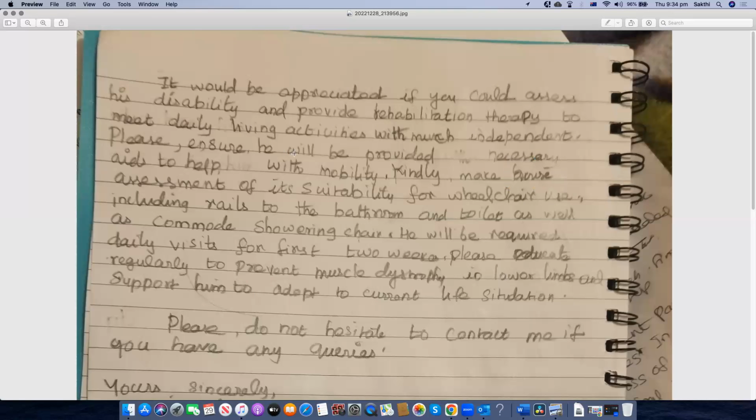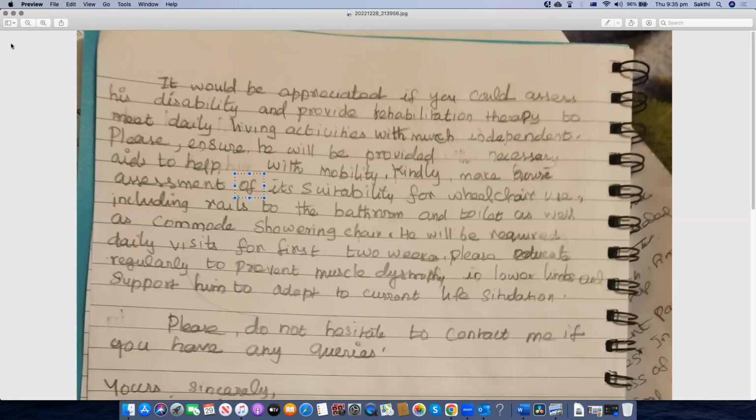Apart from that, this sentence sounds good. So let's say "kindly make house assessment." It's better to always use the passive form, as I mentioned. You can say house assessment for its suitability. It's not going to be "of its suitability." If you do the assessment, you are doing it for something, isn't it?